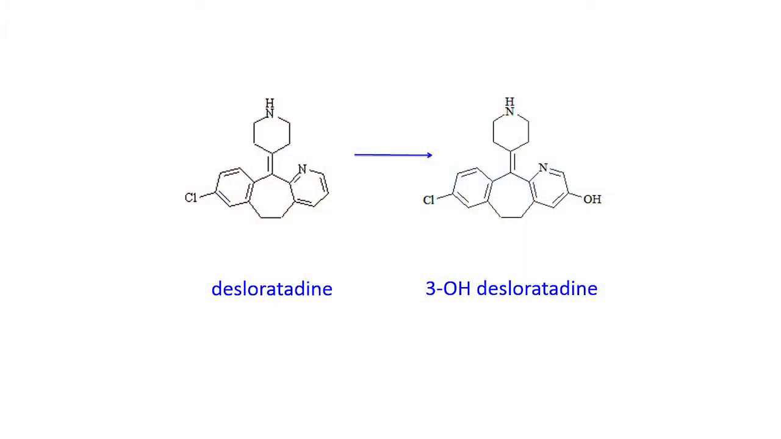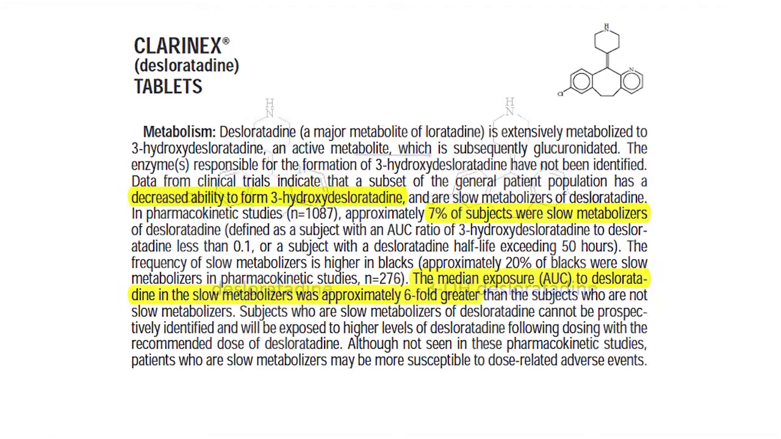3-hydroxydesloratadine is the major circulating metabolite in humans. The FDA was concerned about it because first, animals do not form the 3-hydroxy metabolite, and so were not exposed to it in the preclinical safety studies. And second, human formation of 3-hydroxy was found to be polymorphic, meaning that 7% of patients were slow metabolizers who received a 6-fold greater exposure.